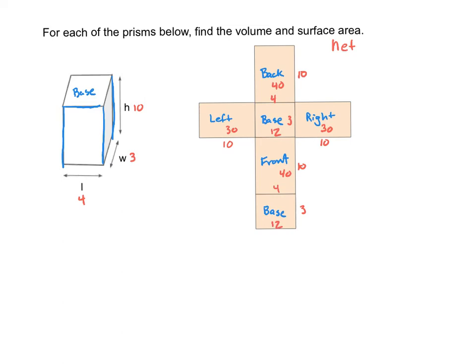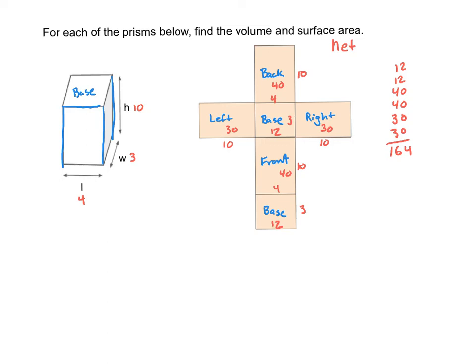So if we add all those together, we would get 12 plus 12 for the two bases. Then we would get 40 plus 40 for the front and back, 30 plus 30 for the right and the left. And then if you add all those together, you would get 164.